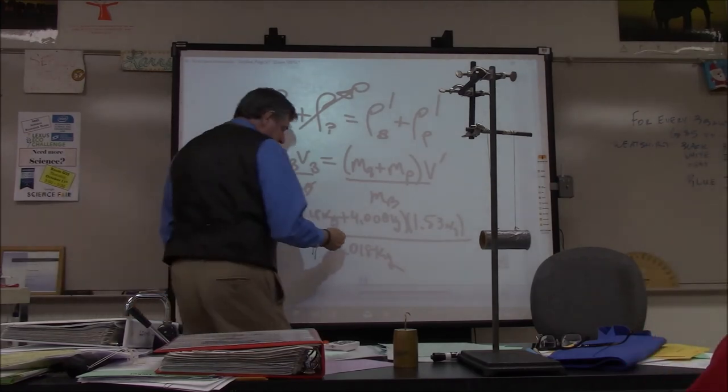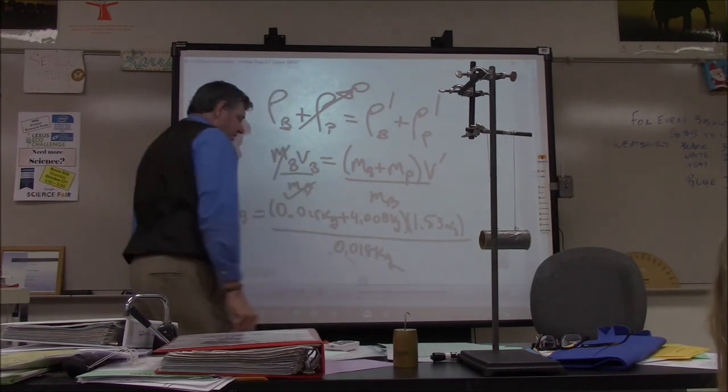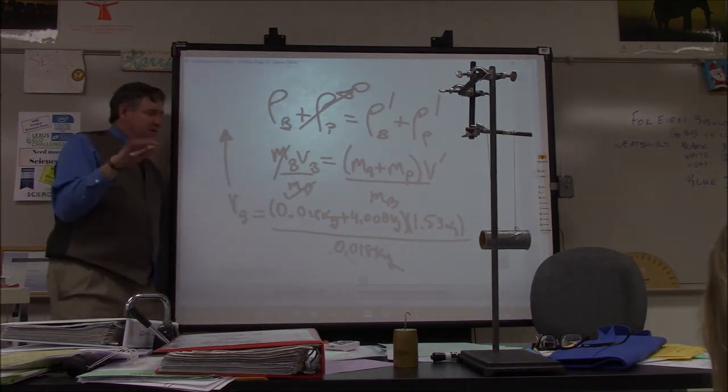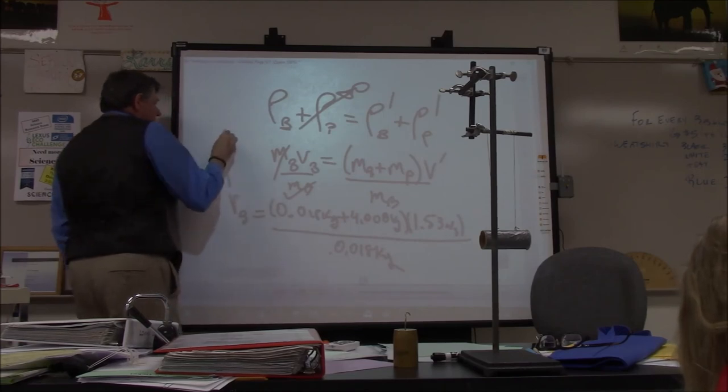No. That's bad. Hold on. That's just the mass of the bullet. That's 0.018. That's not the combined mass. Totally wrong. 341. What'd you get? 342 meters per second.